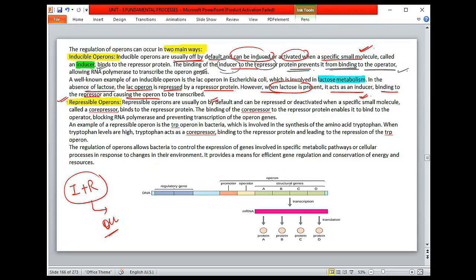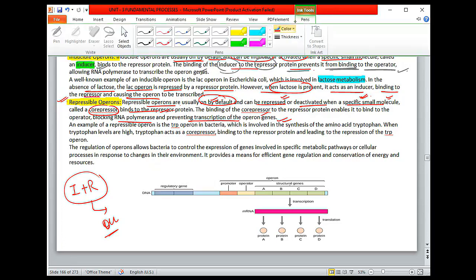Second are your repressible operons, the operons which are usually in the on condition, but we need to deactivate them, we need to repress them when a specific small molecule called a co-repressor binds to the repressor protein. So the repressible operons are usually on by default, and they can be repressed when the co-repressor binds to the repressor protein. Binding of the co-repressor enables the repressor to bind to the operator, blocking the RNA polymerase and preventing the transcription of the complete operon.